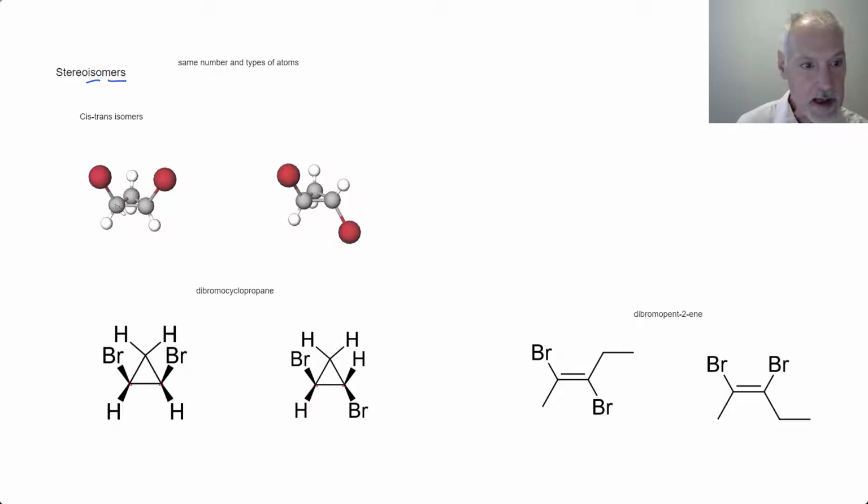So in the example I have below, I've got something with 3 carbon atoms in it. So these would all be C3. They both have 2 bromines, and they both have 4 hydrogens. Hence, they meet this first criteria, the same number and types of atoms.